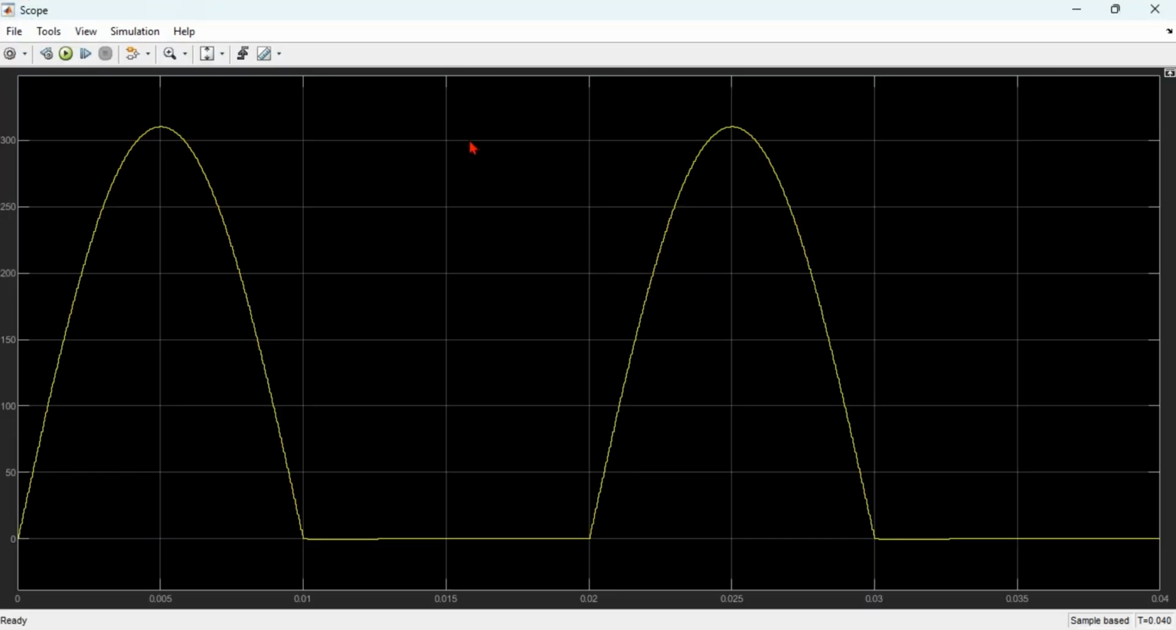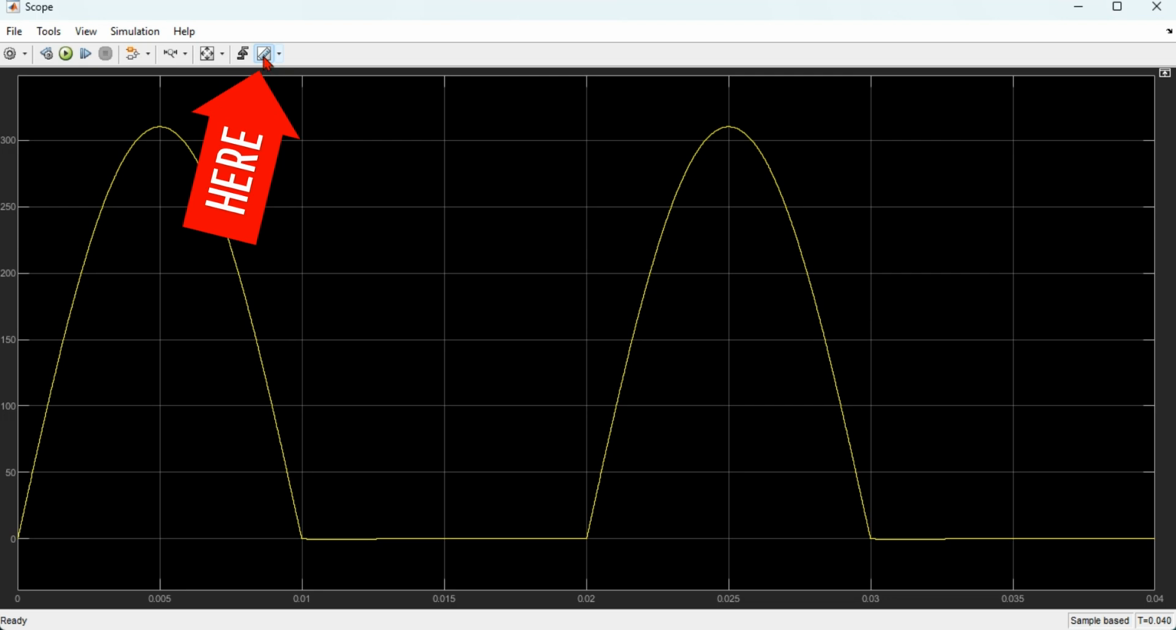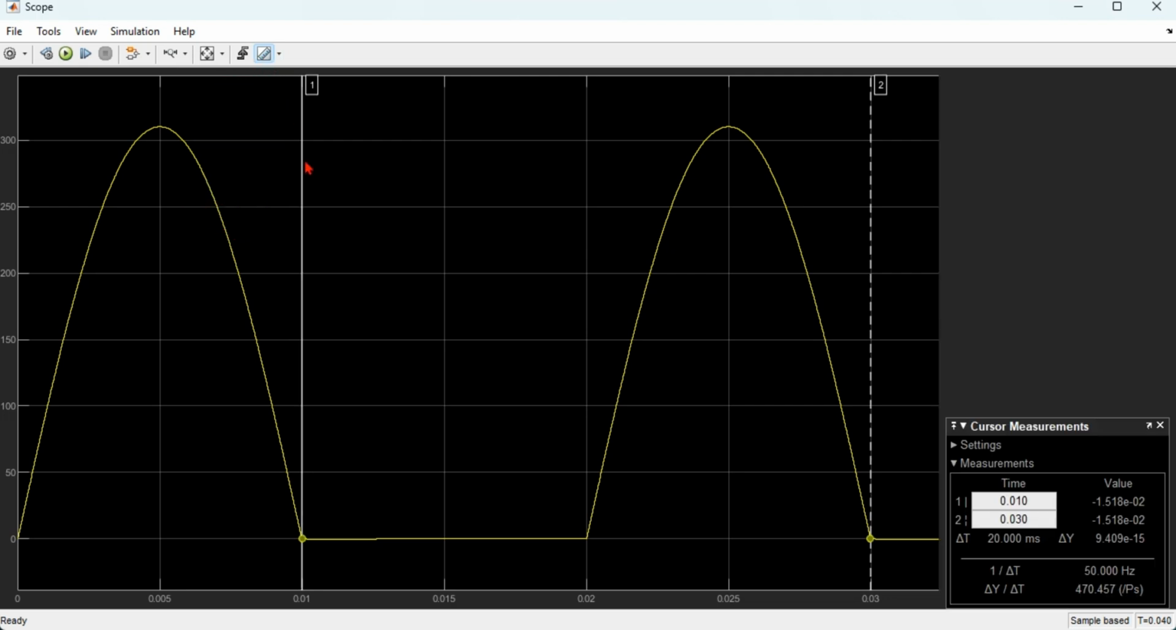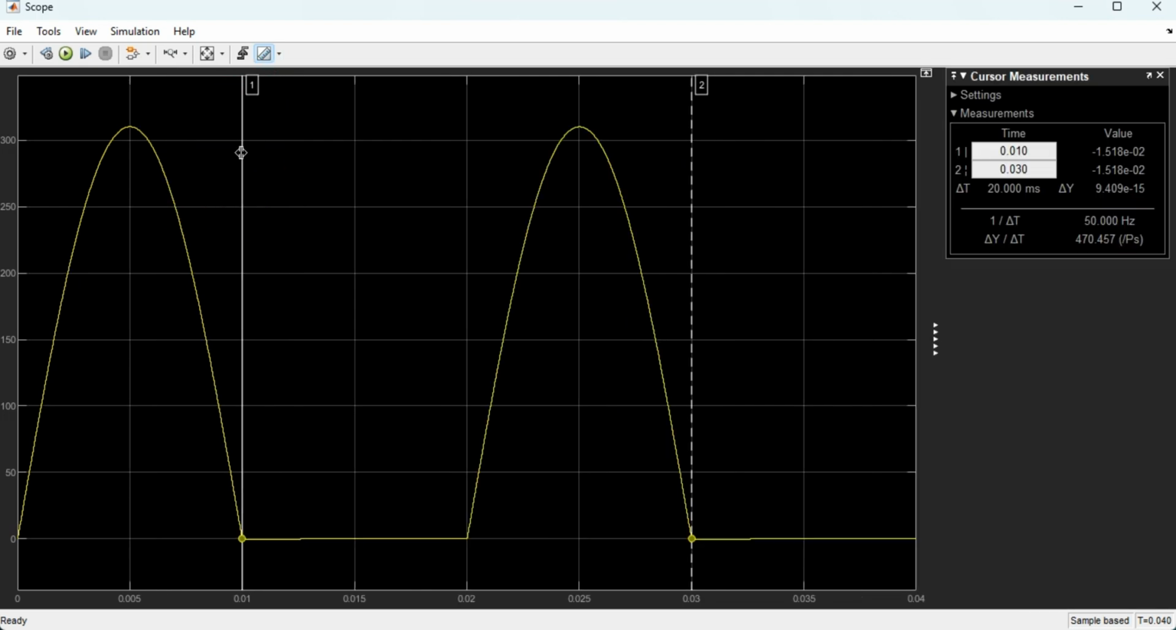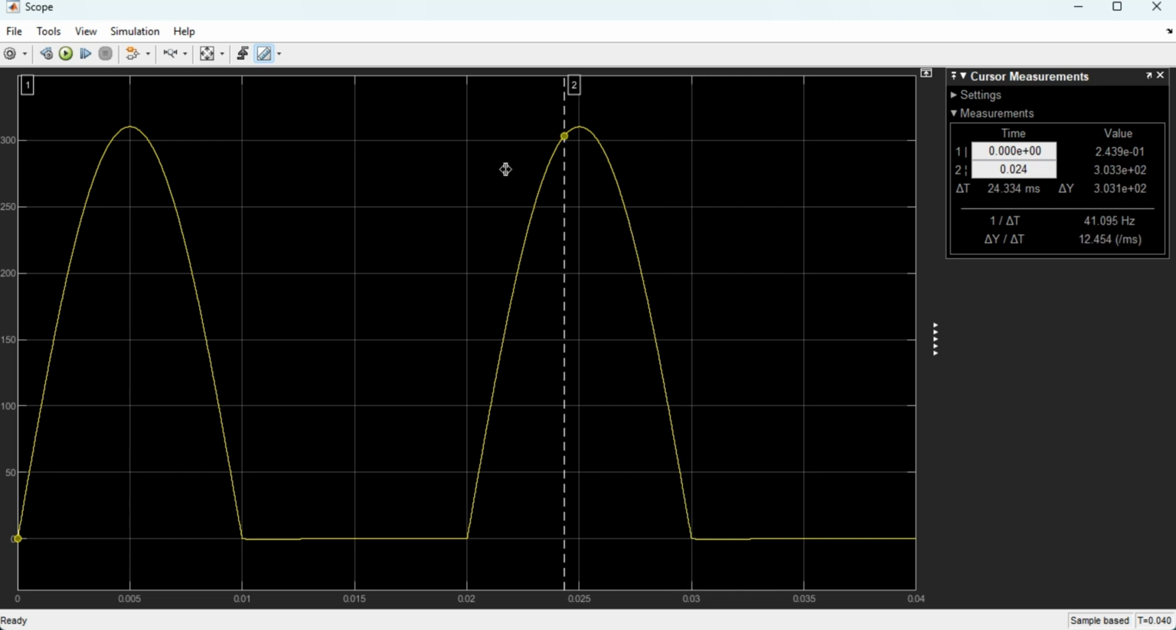measurements from it. Click on Cursor Measurements. Place one cursor at the start of the waveform cycle and the other at the end. Zoom in on one full cycle of the waveform.